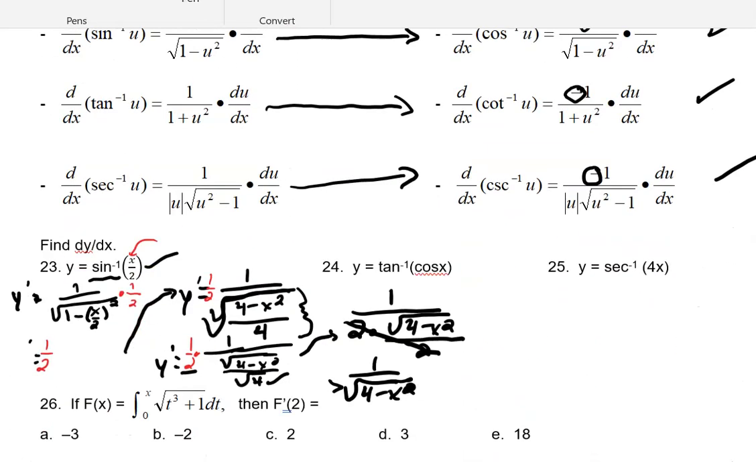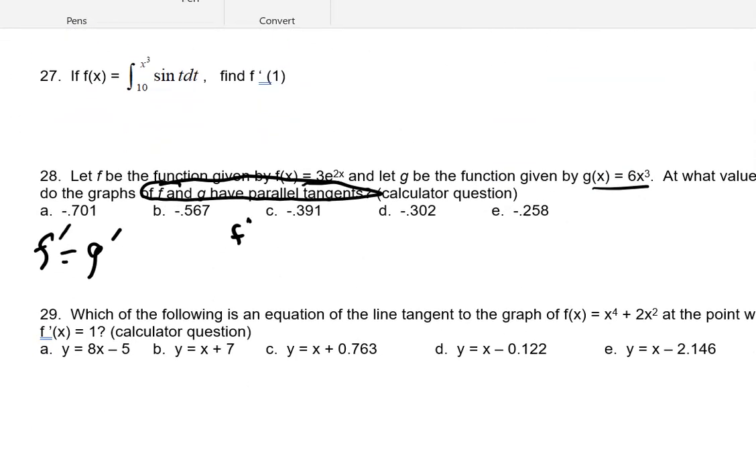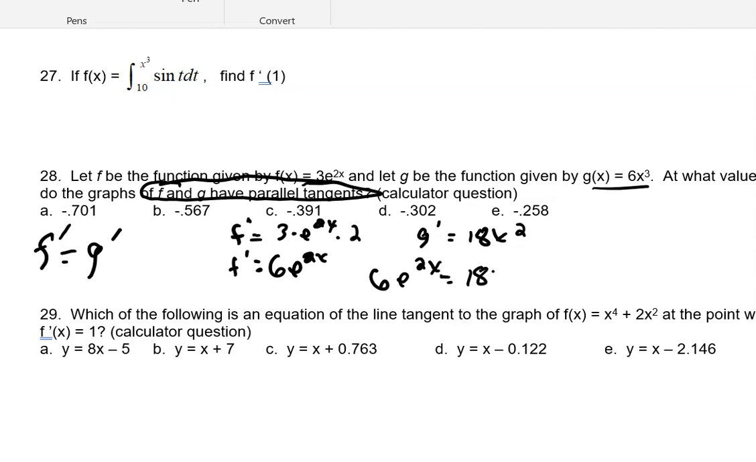Where are we at here? Eventually we'll get there. So the derivative of f would be 3 times e to the 2x times 2, which is 6e to the 2x. The derivative of g, very simple, 18x squared. They need to be set equal to each other. And then from here, it's a calculator question.